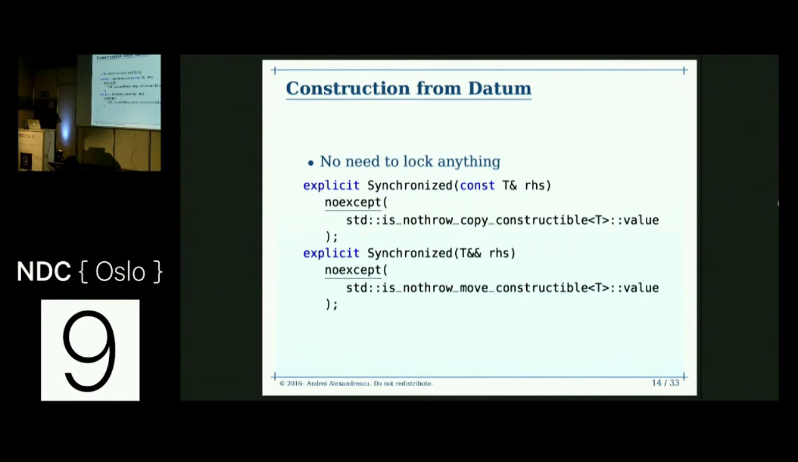When you build from a piece of data, you actually don't need to lock anything, because it's just building the object anew, so there's no need for locking. There's no multiple threads accessing this constructor. So again, there's this whole noexcept trick again.